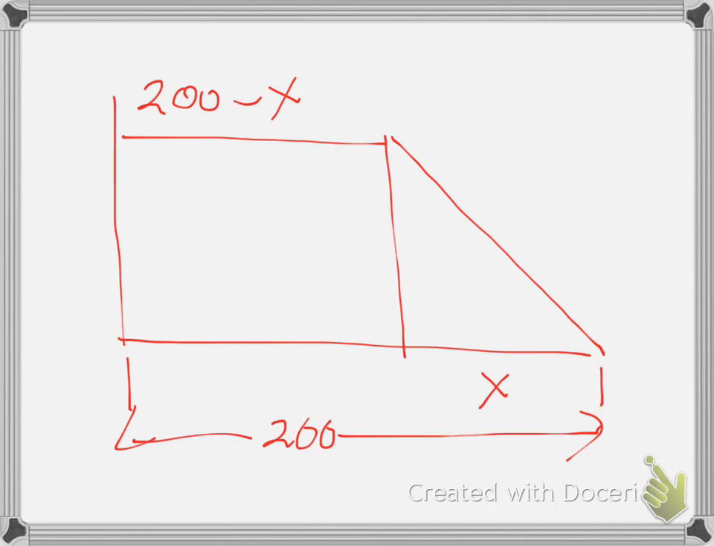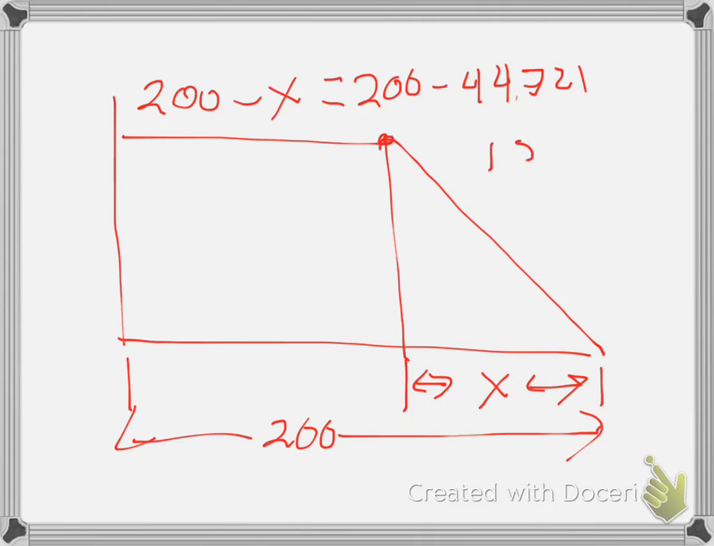So now, if we think back to our picture, it looked something like this. It was 200 meters down the other side of the beach. This was x. So we would have this distance equals 200 minus 44.721, and so he should run for 155.279, and that's meters.